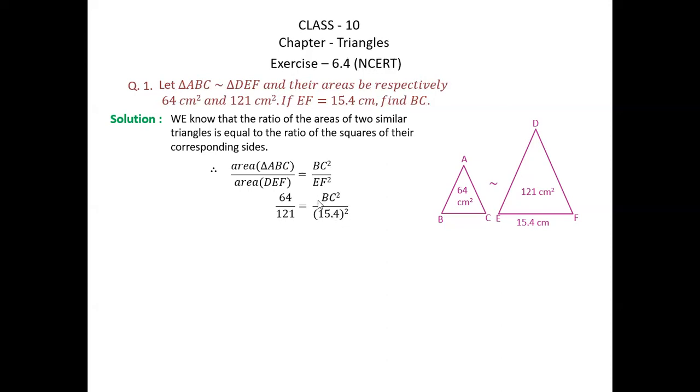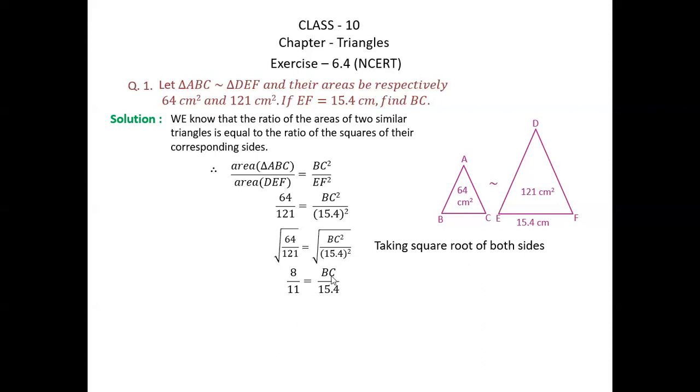So don't take the square of 15.4. Instead you take the square root. You take square root of both sides. Square root of 64 upon 121 is equal to square root of BC square upon 15.4 square. Square root of 64 is 8 and square root of 121 is 11. So it will be 8 upon 11 is equal to, this square and this root both cancel.